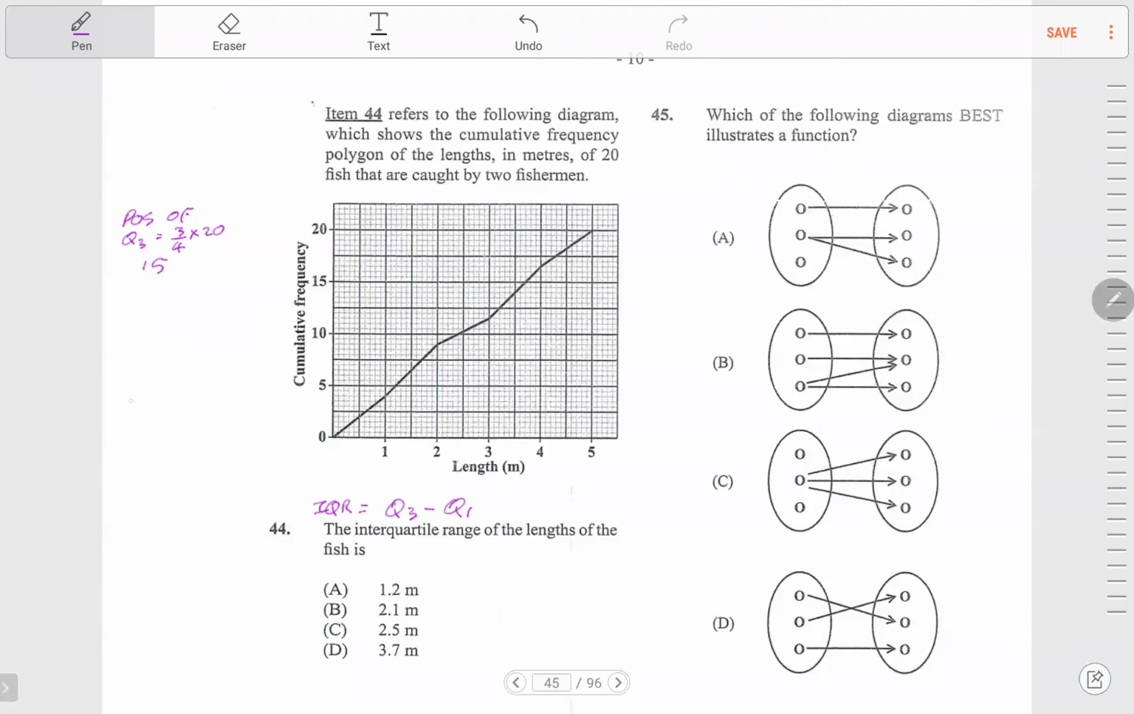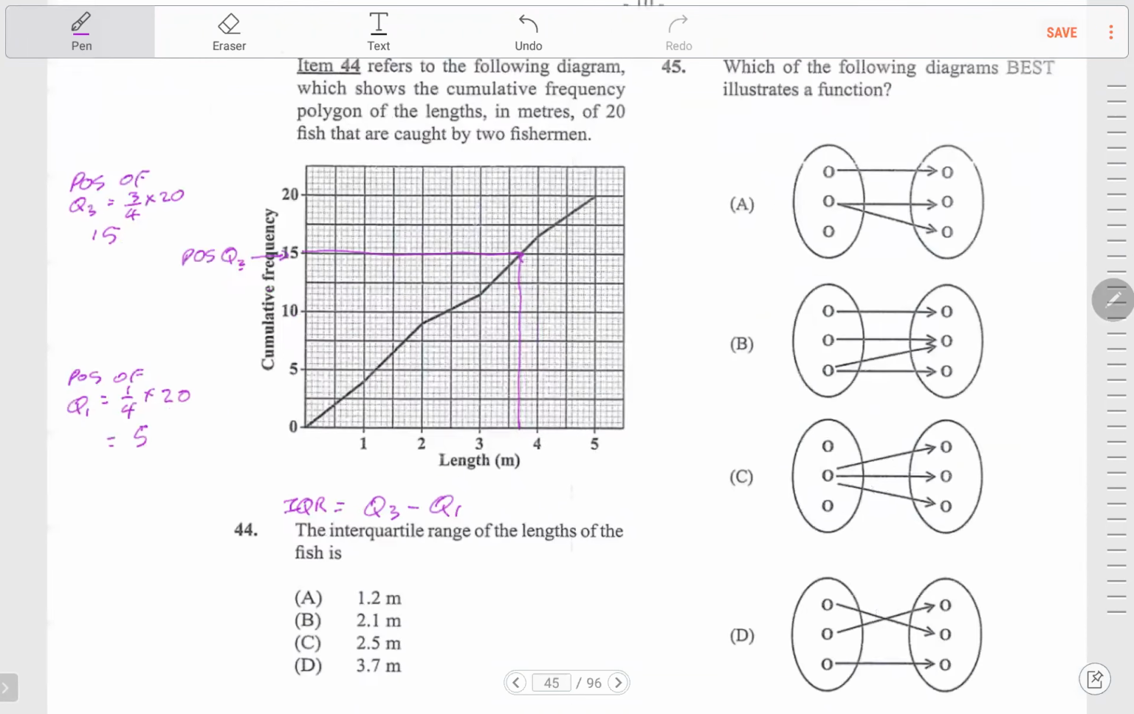And then the position of the first quartile is 1/4 of the total number of fish, which is 20. That works out to 5. So the 5th fish has the first quartile length. So right here, 15 is the position, not Q3 itself, just the position of it. So to find Q3, you come across on the graph here, and you read it down here.